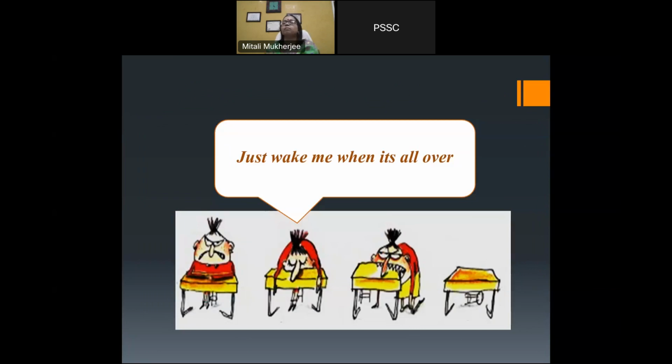Otherwise, your classroom may become like this. I hope nobody's classroom is like this. This is just, this is my transition strategy. Okay, just wake me up when it's all over. I hope your classes are not like this.